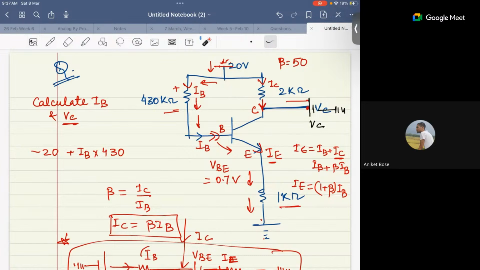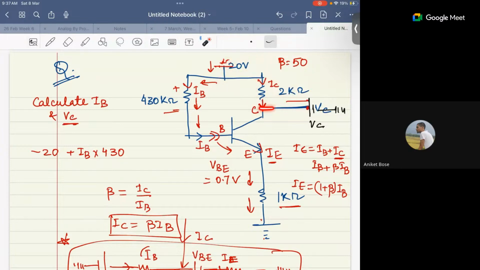KVL is always valid for any loop. KVL will always be possible for any loop. This path also is possible, but we don't know VCE. That's why I'm not using this path. I can use this path because if there is a 20 volt potential here, there will be some drop and the remaining will be here, right?